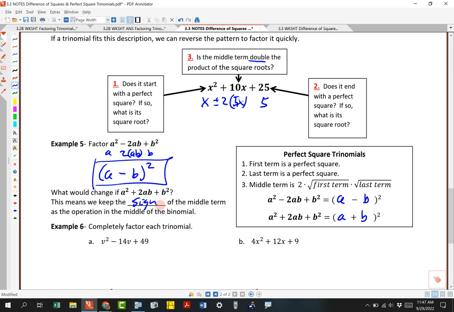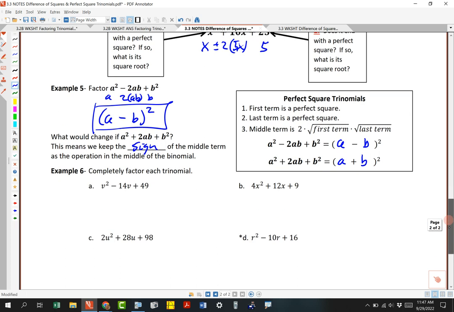Okay. All right. D called it. So, again, all we're looking for is, does it fit the pattern? We've got the A and the B over here. If it's minus for the middle term, it's minus in between them. If it's plus for the middle term, then it's plus between them. Any questions?